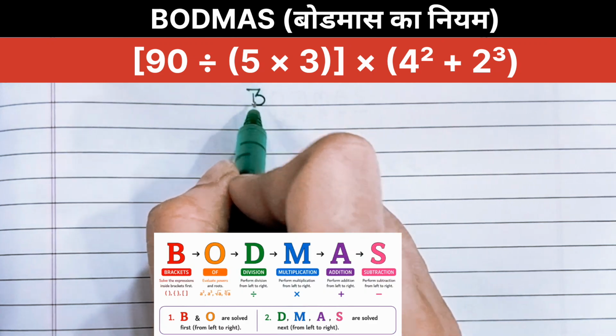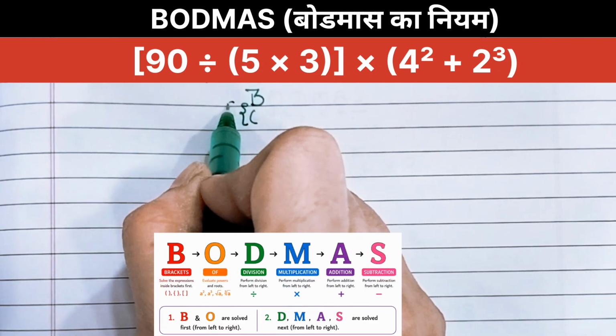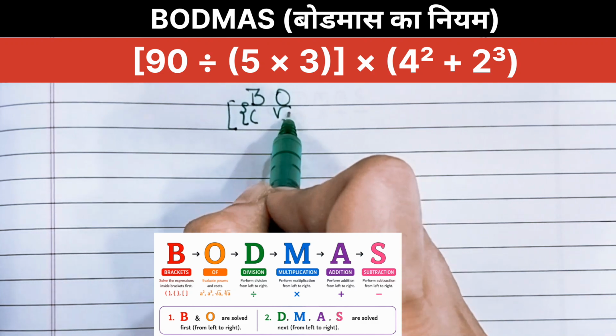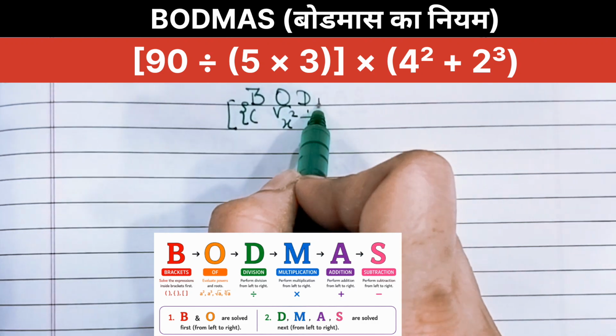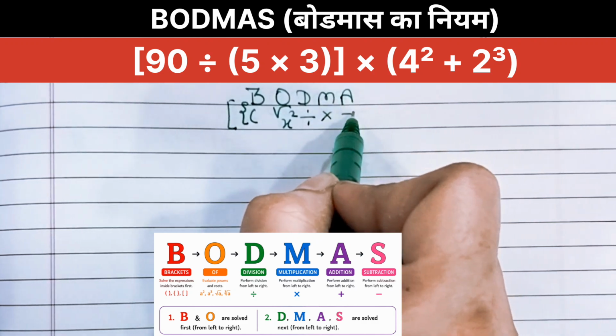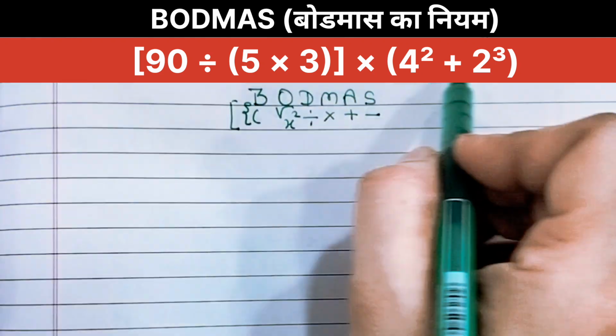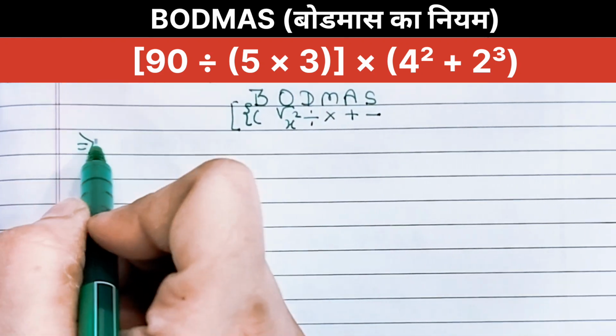BODMAS rule says first we solve brackets: small bracket, curly bracket, then square bracket. O stands for of, we convert into multiplication, we solve roots and exponents. D stands for division, M stands for multiplication, A stands for addition, S stands for subtraction. And now according to the BODMAS sequence, we'll break down this expression by the step-by-step solution.